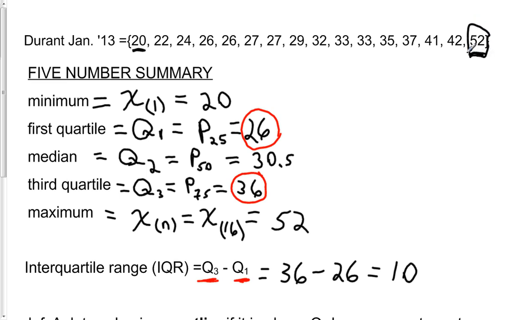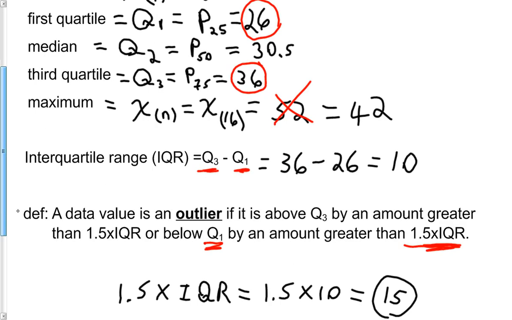It's an extreme value. And we're going to have to take that data point out in order to create our box plot. So we need to modify our box plot. We need to get rid of the outliers. Instead of using 52 as our maximum value, we know that 52 is not our maximum value because it's an outlier. We're going to use the maximum value of 42. So now we are going to create our box plot.